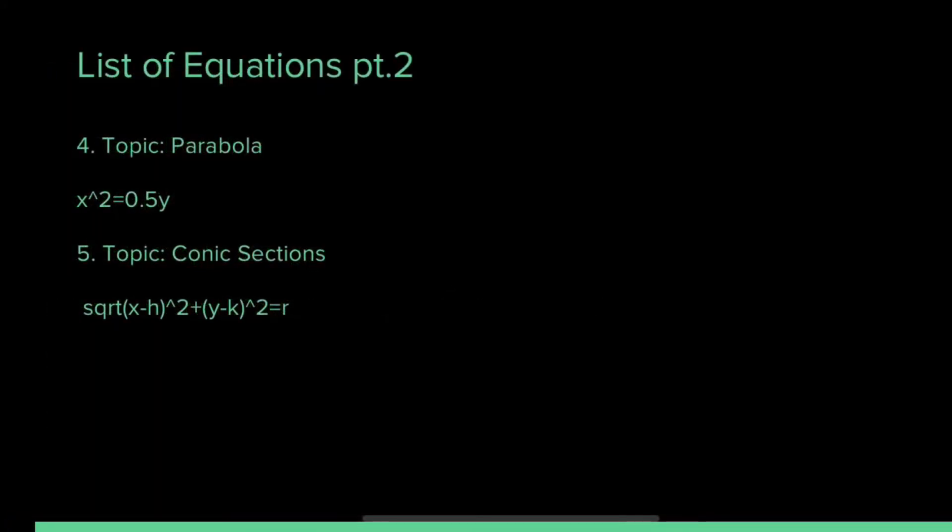And our next topic was a parabola, and we used two equations. The first one that you saw in the first slide, and the second one, which is x squared equals 0.5y. And from our last topic, which is conic sections, we use the equation (x minus h) to the second power plus (y minus k) to the second power equals r.